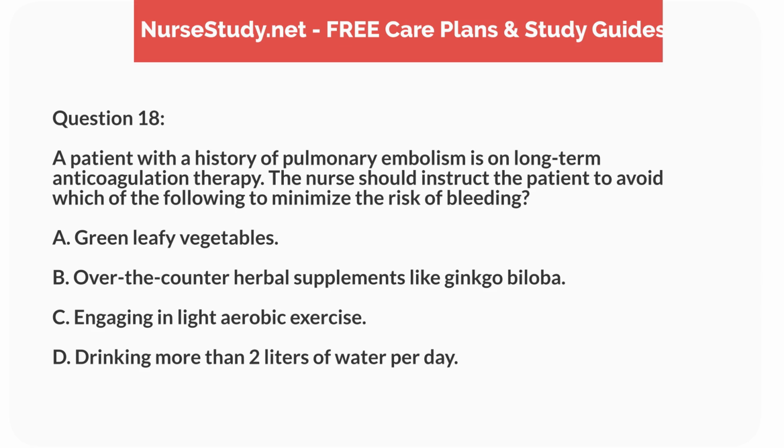Question 18. A patient with a history of pulmonary embolism is on long-term anticoagulation therapy. The nurse should instruct the patient to avoid which of the following to minimize the risk of bleeding. A. Green leafy vegetables. B. Over-the-counter herbal supplements like ginkgo biloba. C. Engaging in light aerobic exercise. D. Drinking more than 2 liters of water per day.